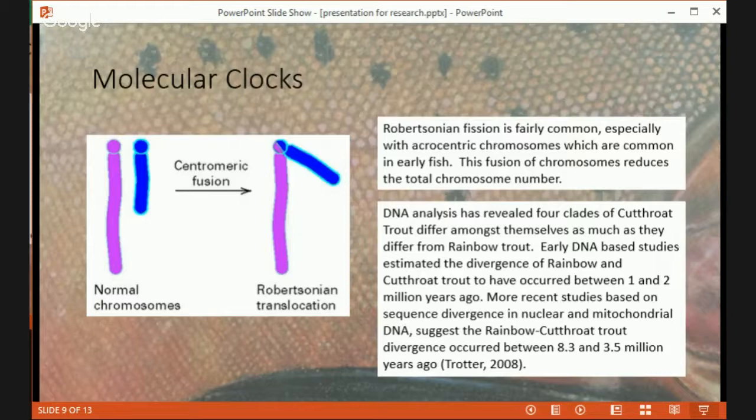So there's three different chromosome numbers in different cutthroat trout subspecies. For example, the coastal cutthroat trout, which represents the most primitive species of cutthroat trout, has 68 chromosomes, and the Yellowstone cutthroat trout has 64 chromosomes. And there's one in the middle. The West Slope cutthroat trout actually has 66 chromosomes.